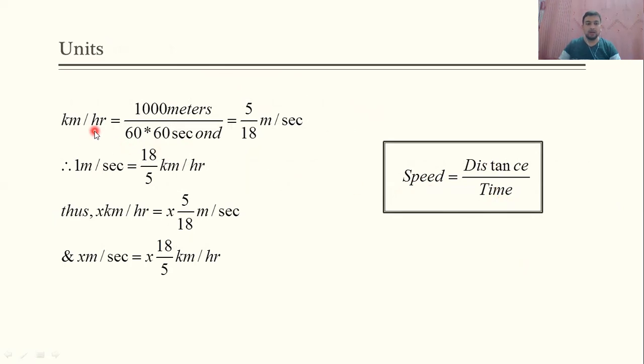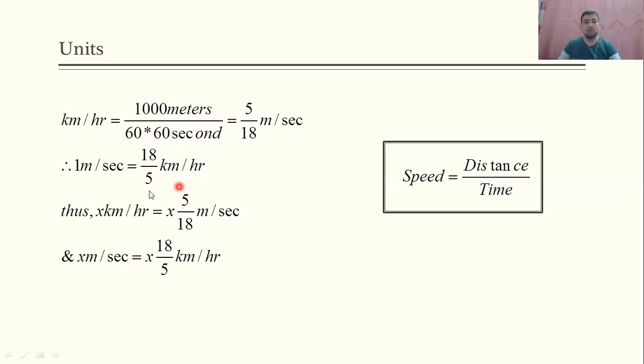Now if you want to convert kilometer per hour into meter per second, what will be the conversion? See, 1 kilometer is equal to 1000 meter, and 1 hour means 60 minutes and then 60 seconds, so 3600 seconds. So 1000 divided by 3600 will be 5 by 18. So 1 kilometer per hour is equal to 5 by 18 meters per second. And if you want to calculate 1 meter per second, it will be 18 by 5 kilometer per hour.